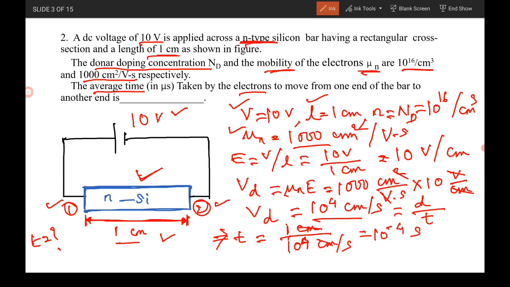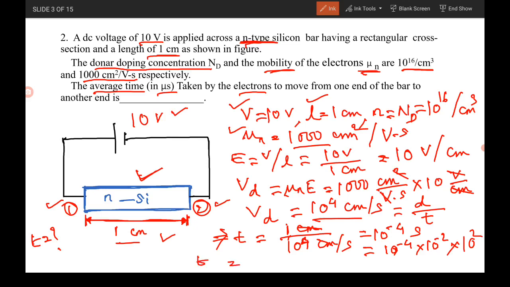But in which unit do we need it? We need it in microseconds. So how to find out? So here we can write 10 to the power, microseconds is how much? 10 to the power minus 6. But we have 10 to the power minus 4. So we have to multiply by 10 to the power minus 2 in order to get 10 to the power minus 6. So as we have multiplied by 10 to the power minus 2, we have to again multiply it with 10 to the power 2.